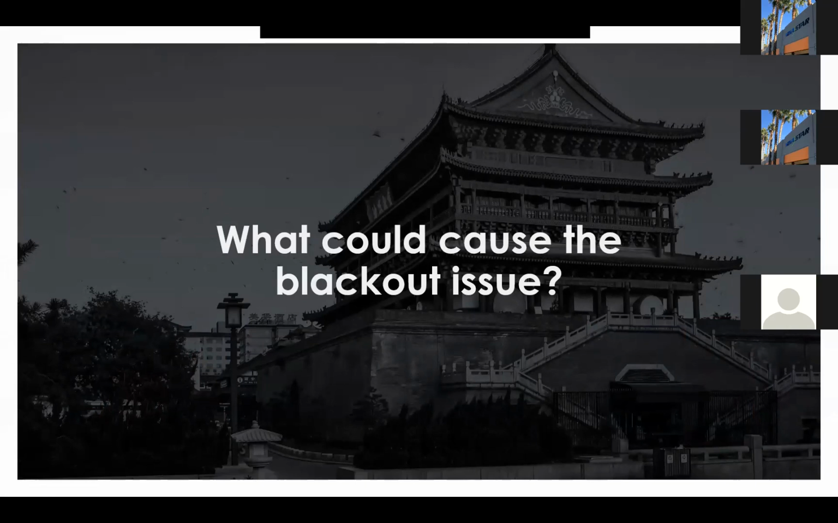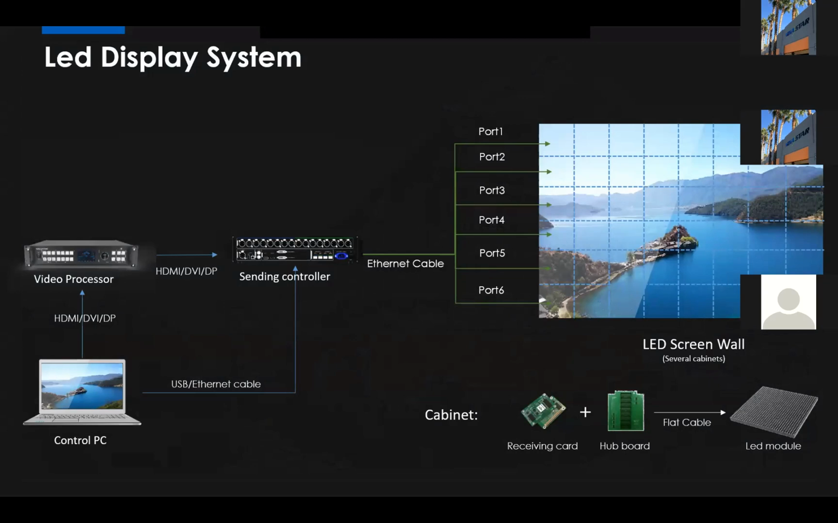First, let's see what could cause the blackout issue. If we want to locate the issue, we should take a look at the control system structure again. In this system structure, all these factors could be a possible reason for a blackout issue. So how can we troubleshoot the issue? The video processor, all the things here could be the reason, but we have to check them one by one to see if everything works and where the faulty part is.